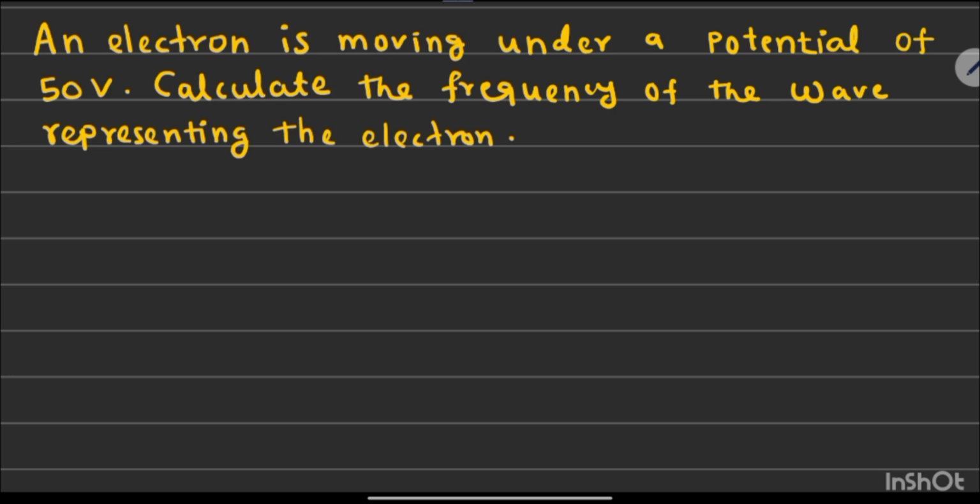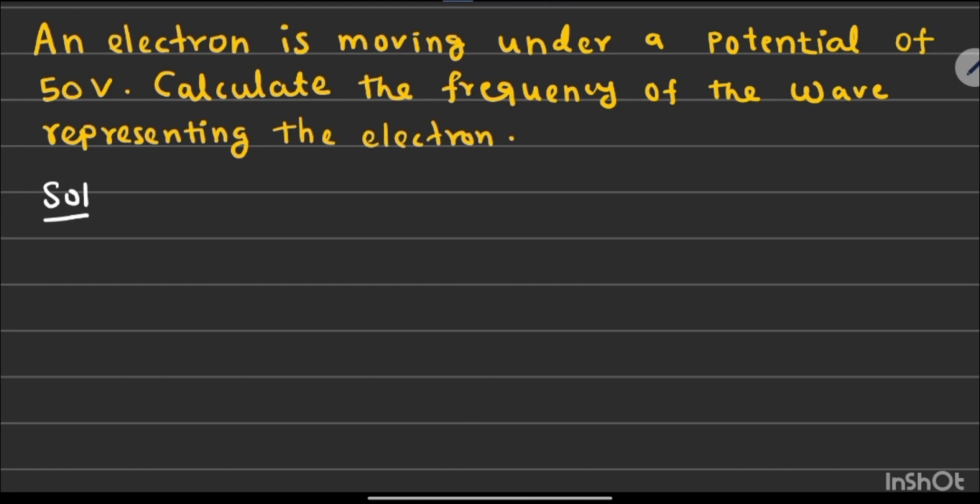Here is the first problem. An electron is moving under the influence of potential of 50 volt. Calculate the frequency of the wave representing the electron. We know from quantum mechanics that an electron can be represented as a superposition of a group of waves having different frequencies, and here we are going to find the average frequency of these waves that represent the electron when it moves under the influence of 50 volt difference.